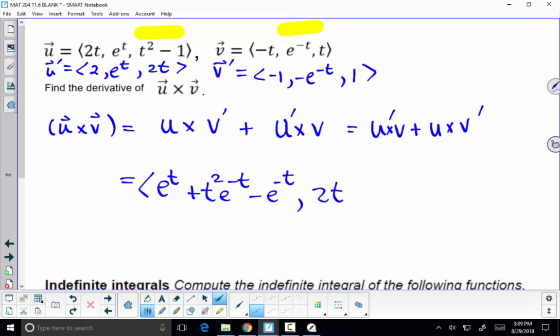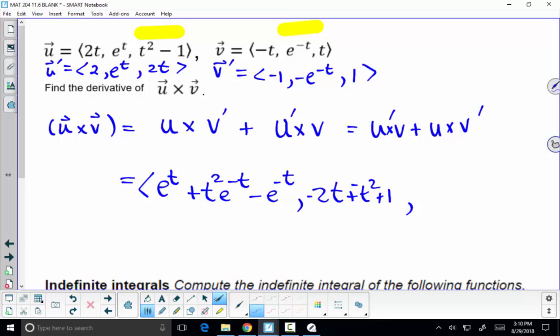Does everybody see that? So we're going to get 2t, and then minus, but this is going to turn into a plus t squared minus 1. So plus t squared minus 1, but then we have to switch the signs. So minus, minus, and plus. Probably going to be easier to write them down stacked.